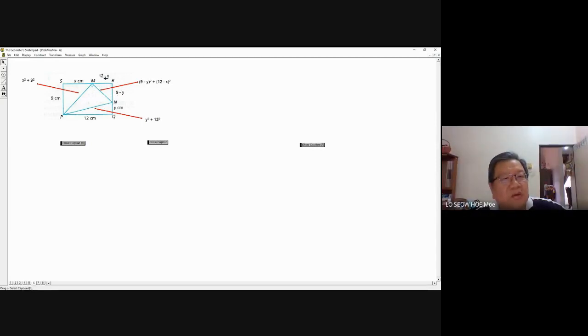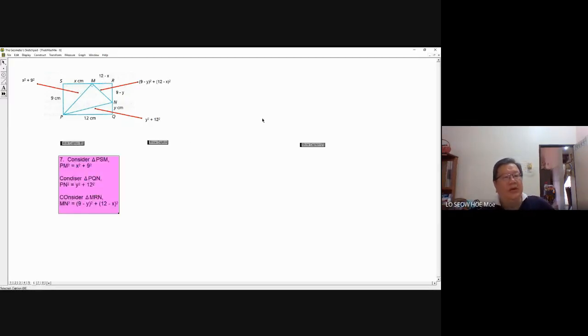The two sides are not given, but you can calculate. The whole thing is 12. This part is x. So MR is 12 minus x. Another side, the whole thing is 9. This part is y. So the balance is 9 minus y. So the sides of all the 3 right angle triangles by the side are known. So the explanation is like this.